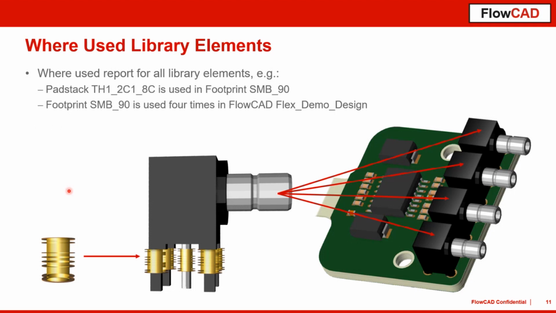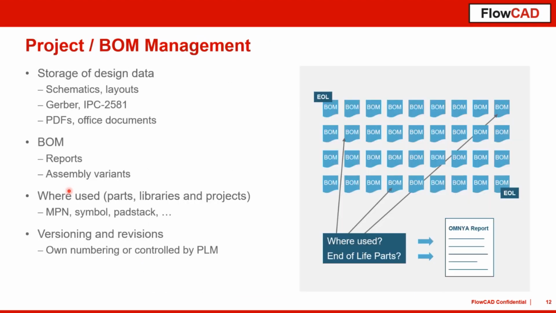Imagine if a pad stack is wrong, with a too small annular ring or something like this, which needs to be corrected. Then you can directly see where this is used, which footprints, and where you might get problems with this pad stack. The same thing is also possible for projects. You can see in what projects this SMB90 connector is used, for example, and get a report.